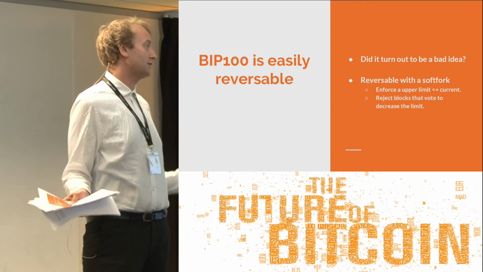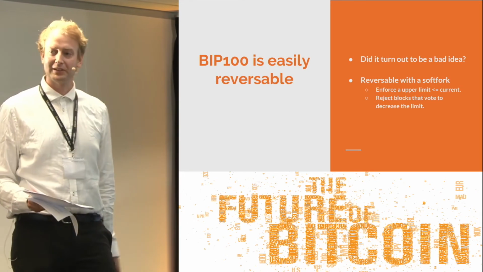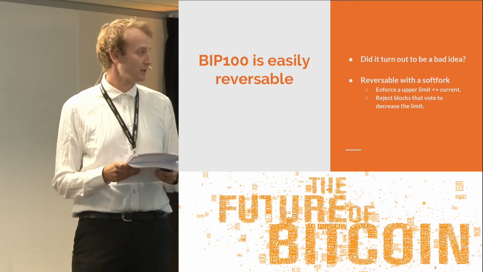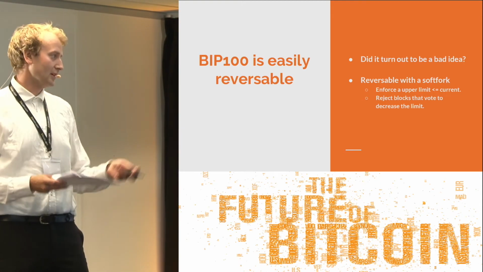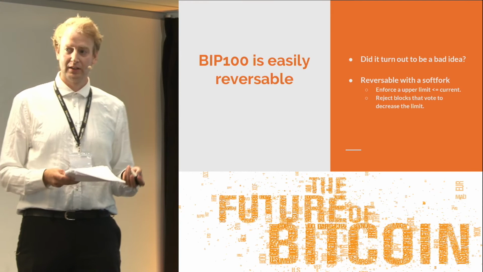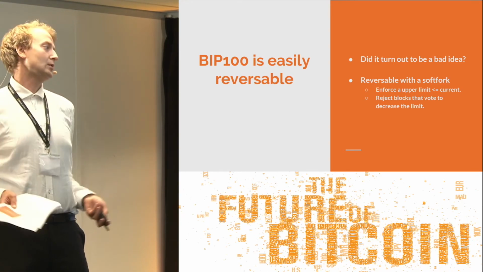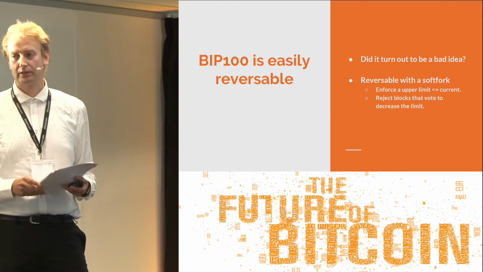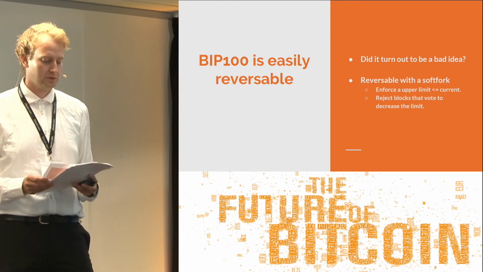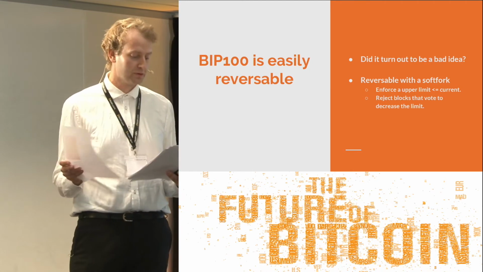And if it turns out to be a bad idea, it's always reversible with a simple soft fork. Just enforce the upper limit to be less or equal to the current limit, and reject any blocks that try to vote for a decrease. So effectively, BIP100 will be removed.